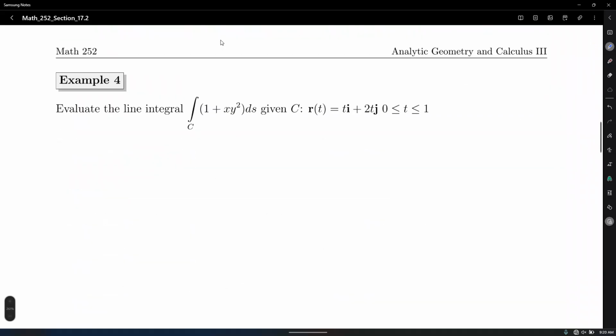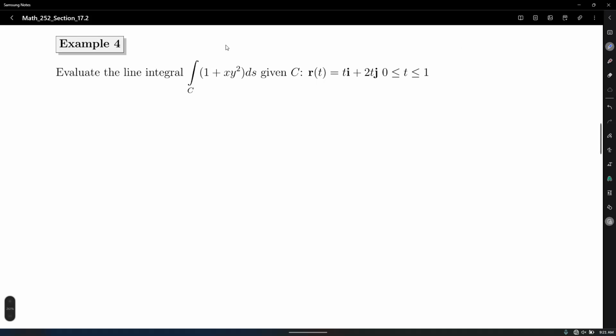Evaluate the line integral of 1 plus x y squared ds, where C is given by the vector valued function r of t equals t in the direction of i, 2t in the direction of j, within the interval 0 to 1. For the most part, you will be given these limits of integration, or at least some information for us to get those limits in terms of t. You'll see as we progress through the examples. All right, so number 1.